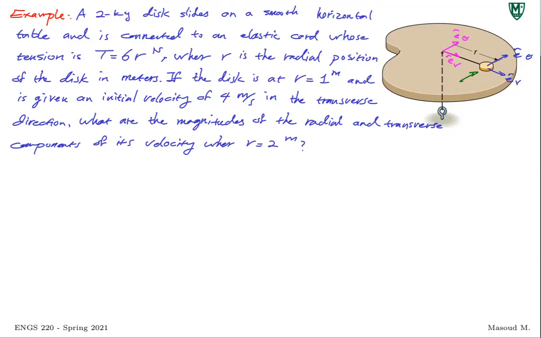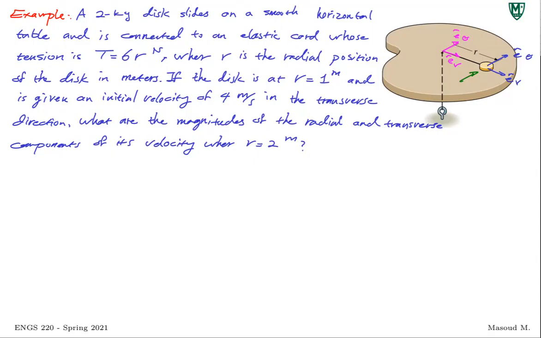Now, we are asked to find the components of velocity, the radial and transverse components, vr and v theta, when we are at point 2. At point 1, we know these components. The r component is 0, and the theta component is 4 meters per second, because we gave the initial velocity of 4 meters per second in the transverse direction. So we know the position, and we want to find out what the velocity is at position 2. Right? So it fits into the whole category of momentum methods. We know the initial position and final position, and we want to find out what the velocities are.